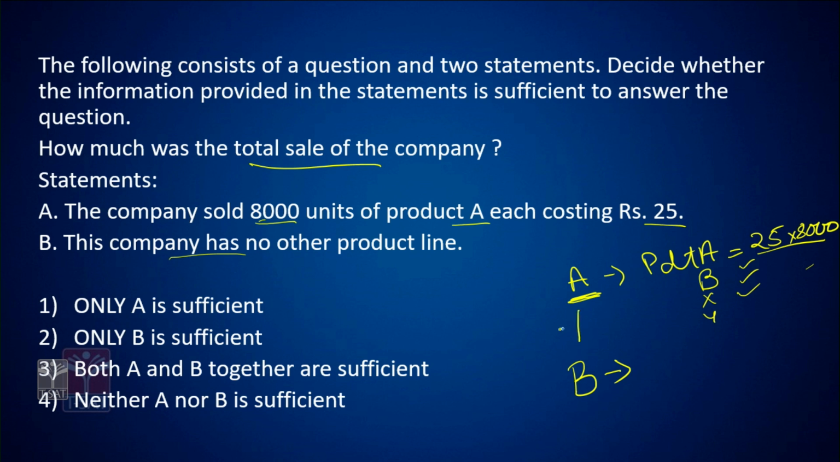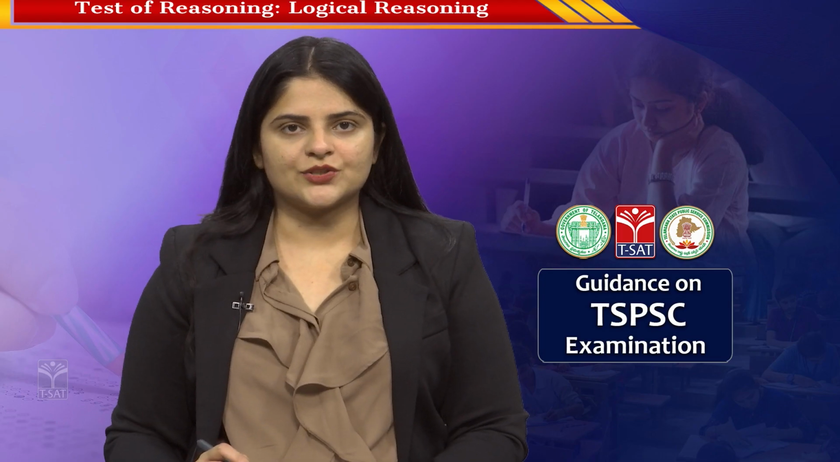If you put A and B together, we know that product A sold 8,000 units at 25 rupees each. So we know the sales of that. And from B, we know that there is no other product. So product B, X, Y, any other product is not possible. So we know the total sales is equal to the sales of product A. And that's why both A and B together are sufficient to answer the question. Let's look at the next question now.